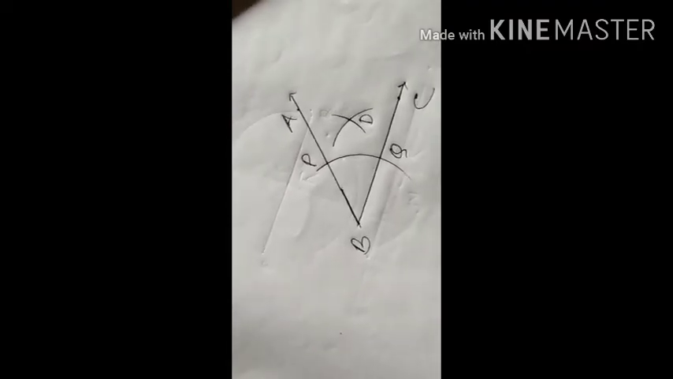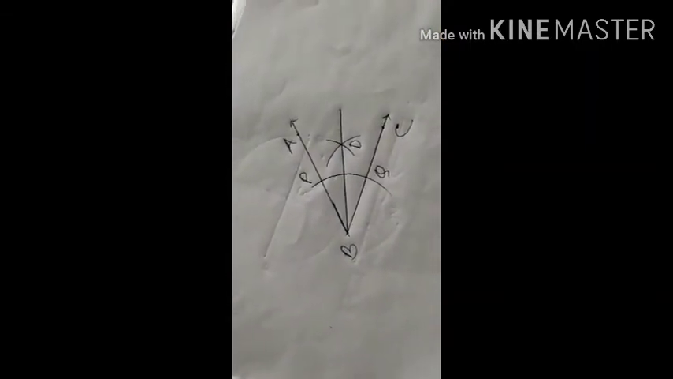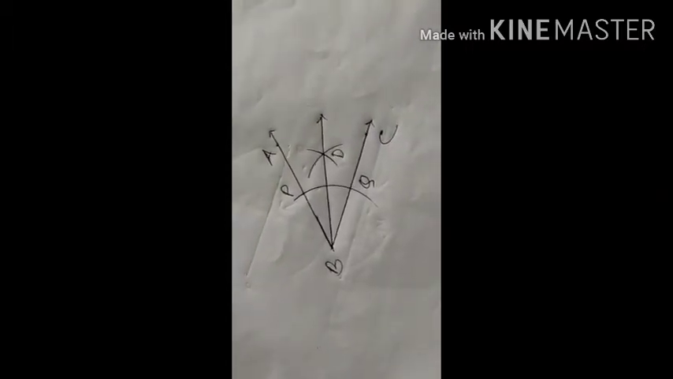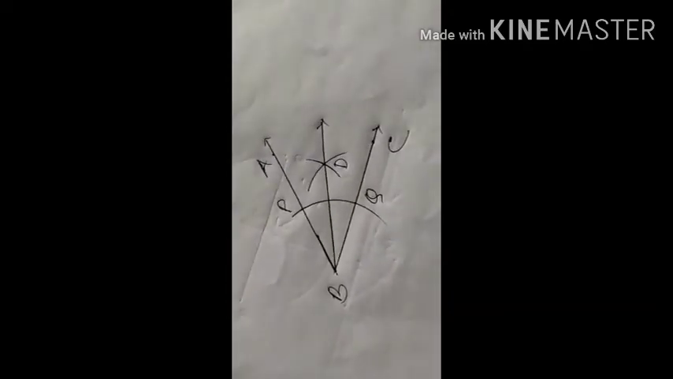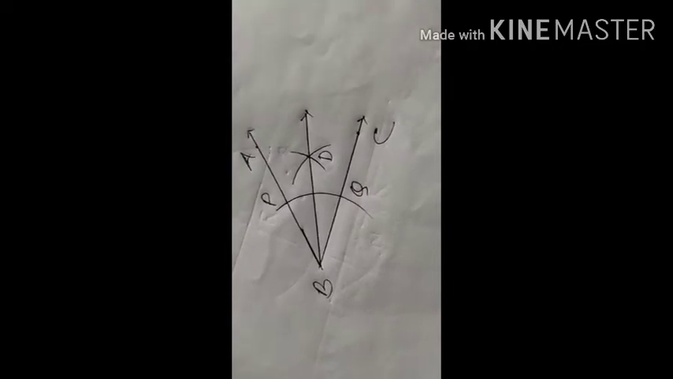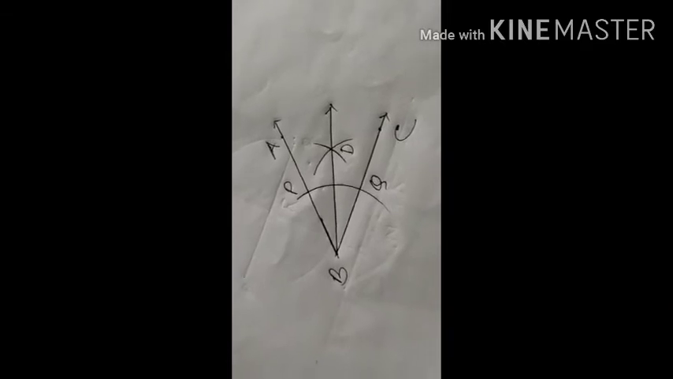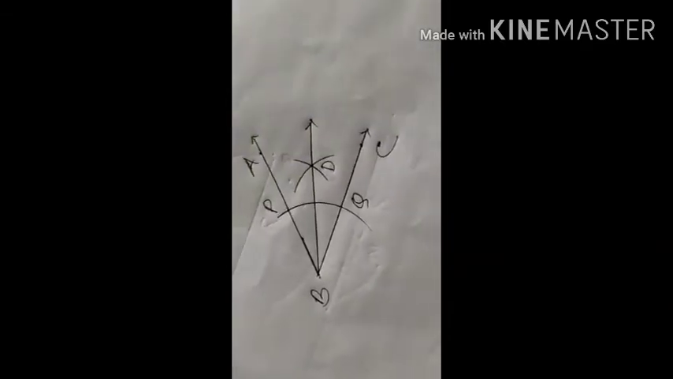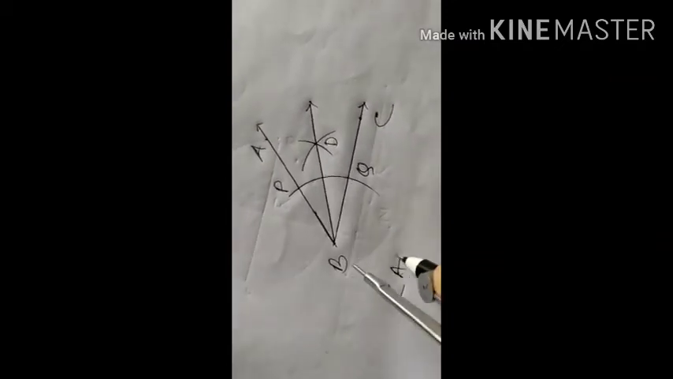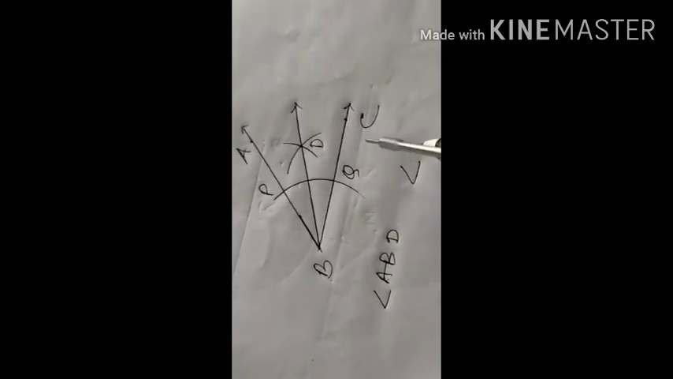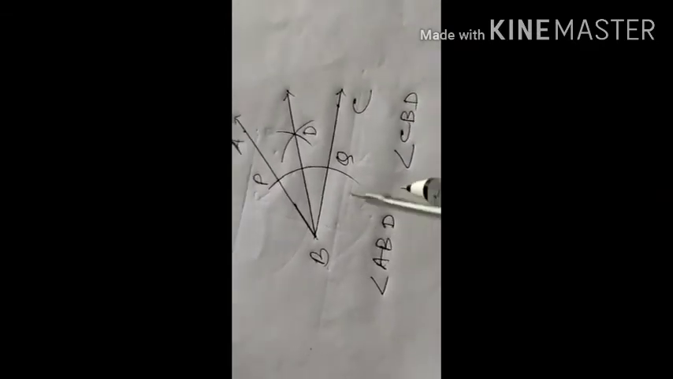The points B and D are joined and produced. The ray BD bisects the angle ABC. And the two angles are angle ABD and angle CBD. They are equal to each other.